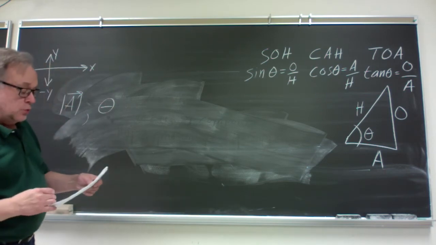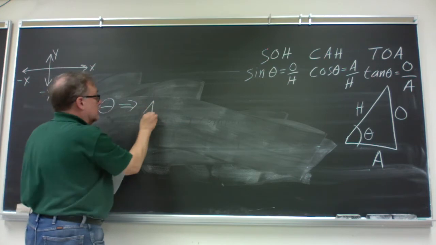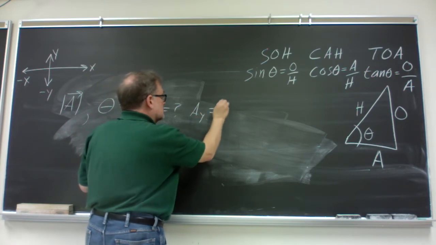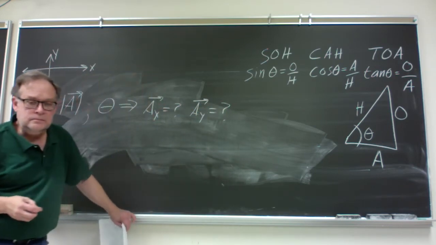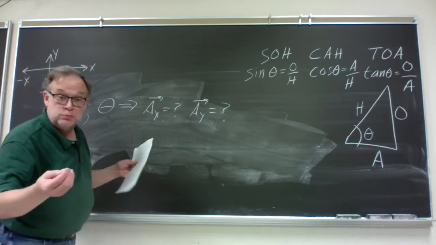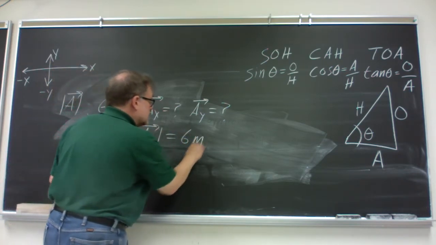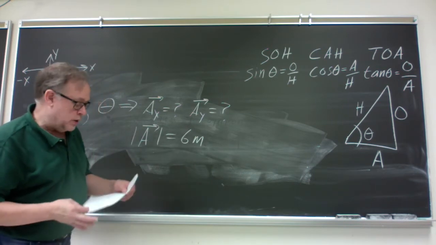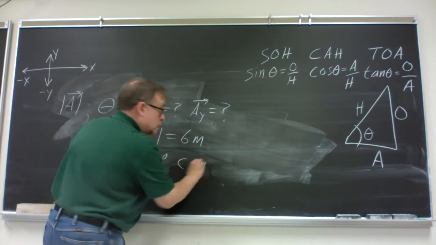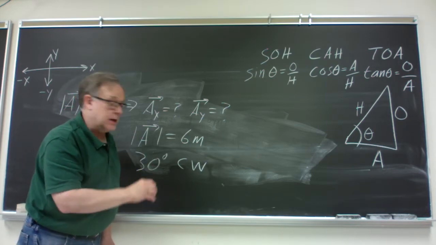For example, let's say from this information we're trying to find what the components are like. Let's say we know that the magnitude of this vector is, say it's a displacement vector, and its magnitude is 6 meters, and it points at an angle 30 degrees clockwise away from the negative x-axis.